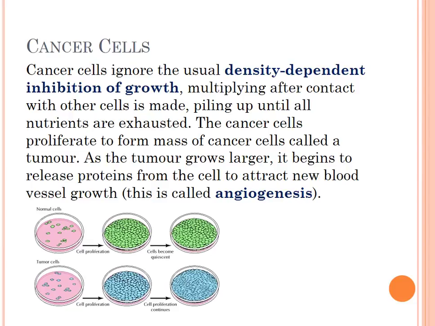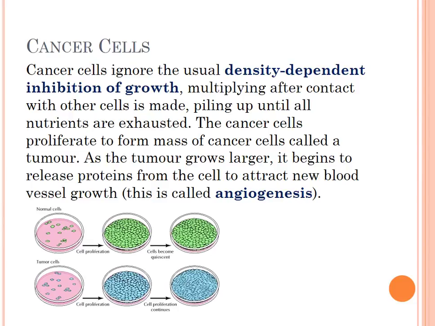So even though they come into contact with other cells, they'll still keep dividing and multiplying, and they'll just pile up until there's no more nutrients. And we call that a tumor. Okay, so that mass of cancer cells that's dividing and dividing. And as that tumor gets bigger and bigger, its nutrients are becoming exhausted, right? It needs more nutrients, it needs more oxygen.